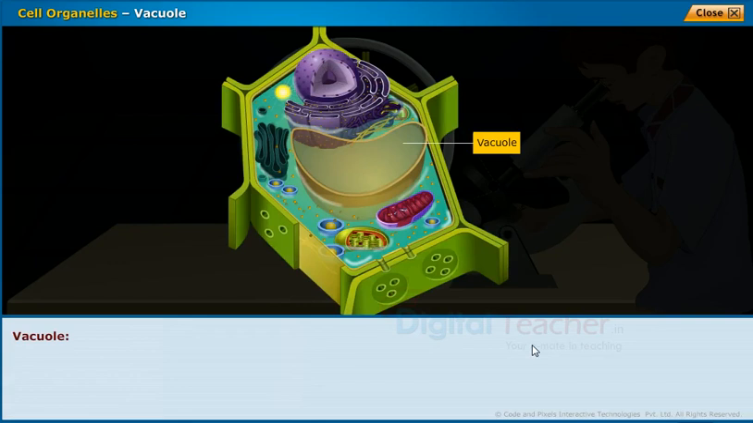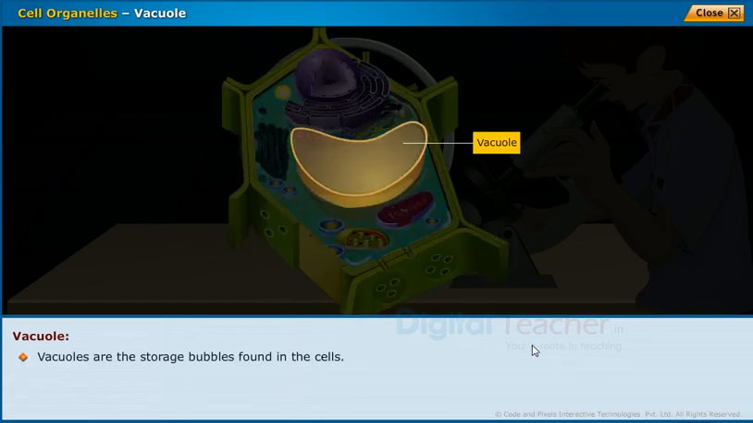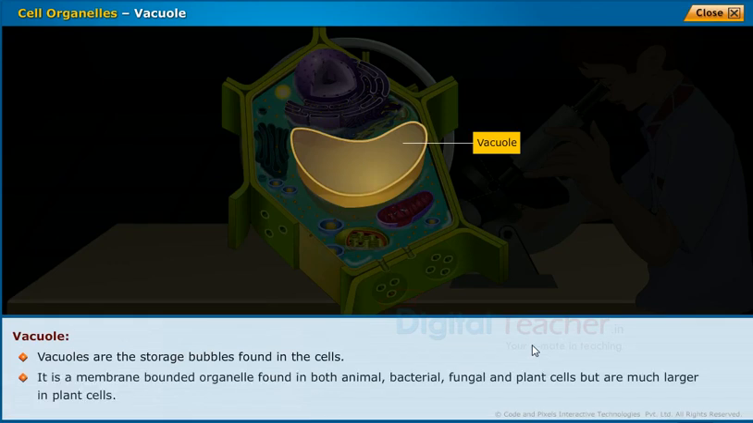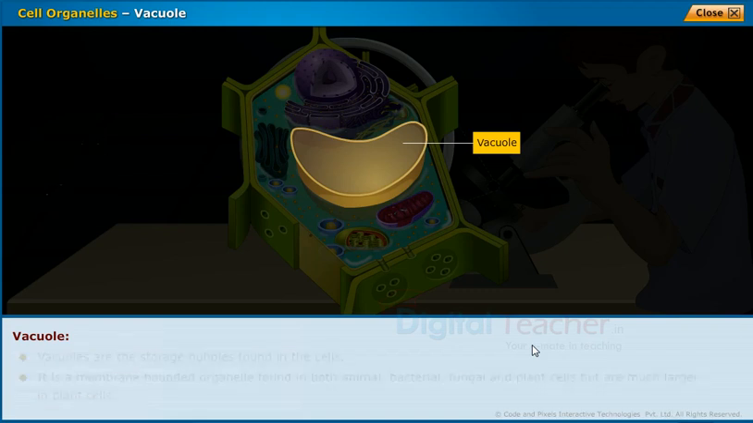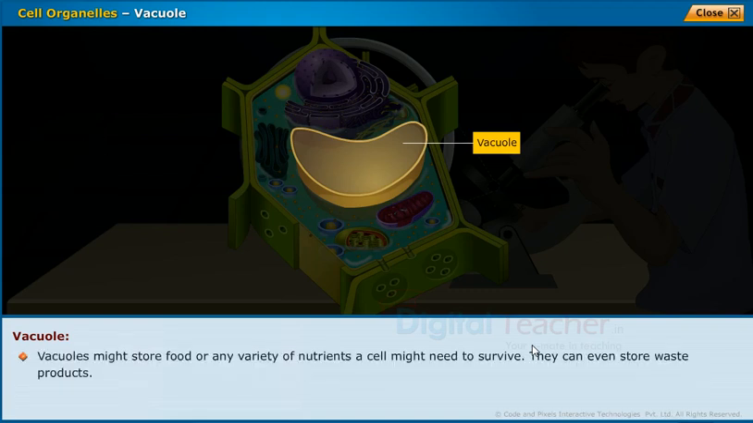Vacuole. Vacuoles are the storage bubbles found in the cells. It is a membrane-bound organelle found in animal, bacterial, fungal and plant cells, but they are much larger in plant cells. Vacuoles might store food or any variety of nutrients a cell might need to survive. They can even store waste products.